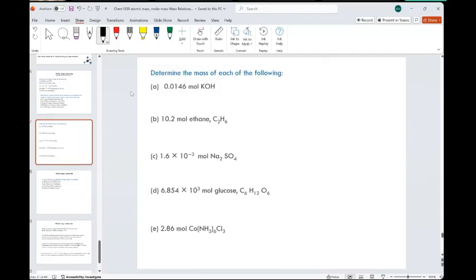Okay, determine the mass of each of the following. Again, all these problems are related to mole to gram in this direction. G for gram, mole to gram. So these are the exercises that are helpful for you to understand this concept. Right, so molar mass, in each case you need molar mass.